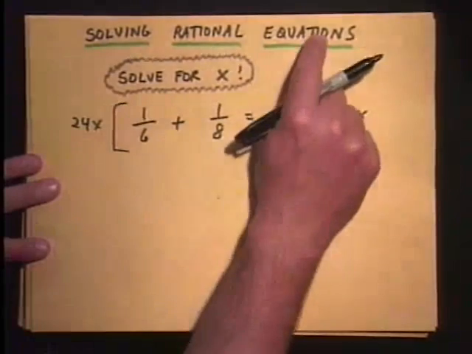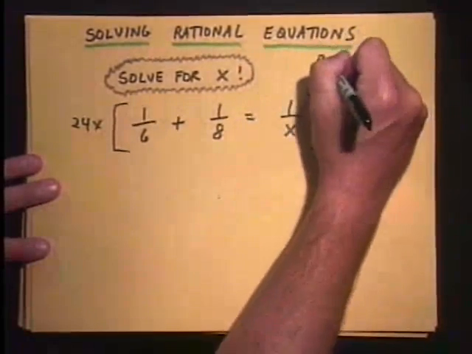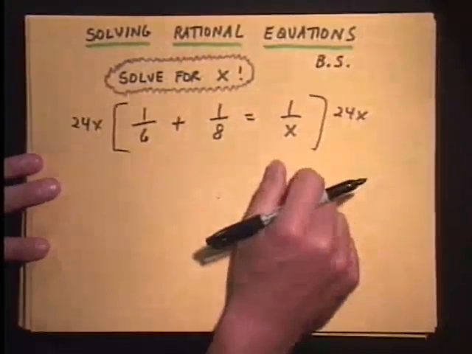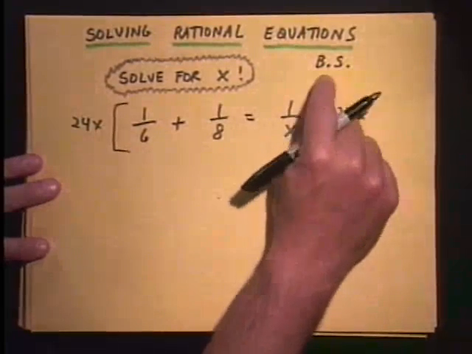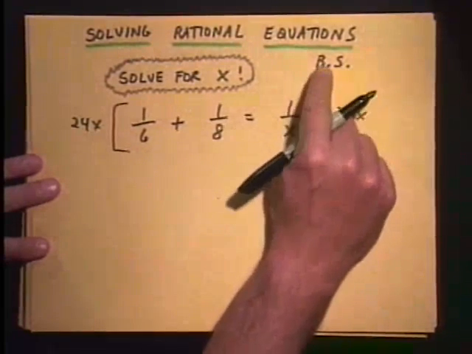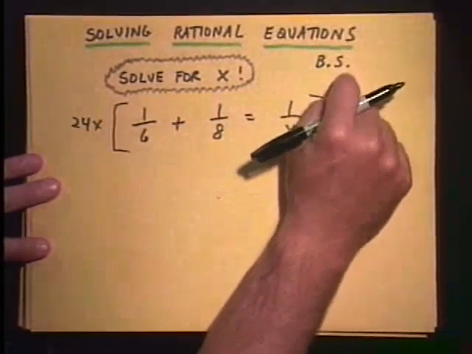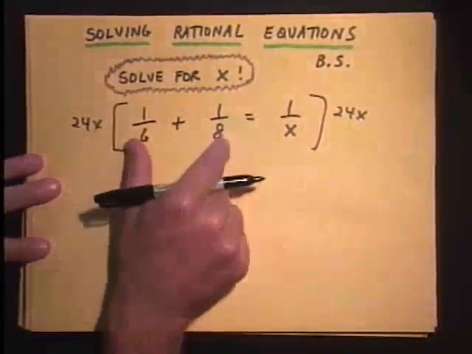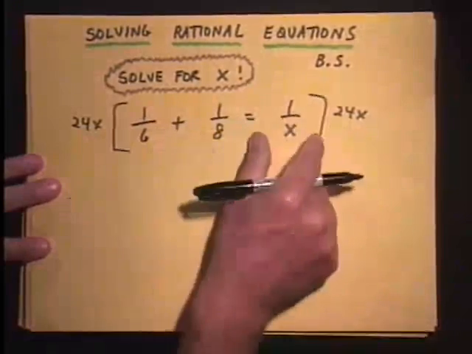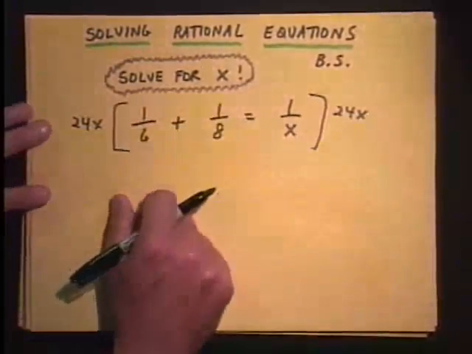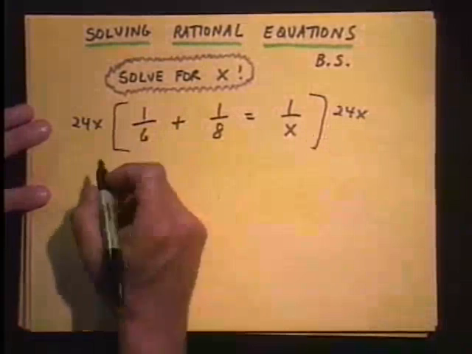And remember, with equations, Young used these two letters, BS. You know that if you've been watching this series, there's plenty of that in some of these episodes, but BS, when it comes to equations, means both sides. Whatever you do to one side of an equal sign, you must do to both sides to keep them the same. All right, so now we're going to distribute that 24x through.